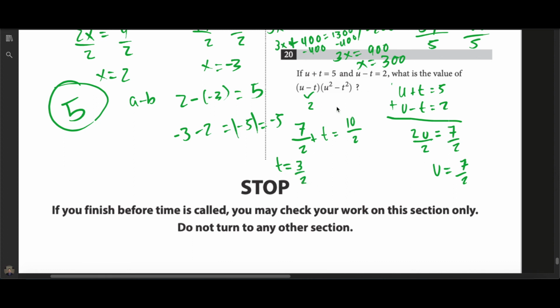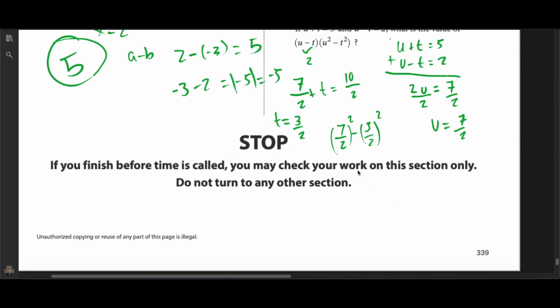Okay, so our next step is to plug everything in here. We already know that's 2, so we get 7 over 2 minus 3 over 2, the whole thing squared. Right, we're going to need a little bit more room, and we can fit it in here. Now that we have this set up, we're going to square both the numerator and the denominator, so we get 49 over 4 minus 9 over 4, which is equal to 40 over 4.